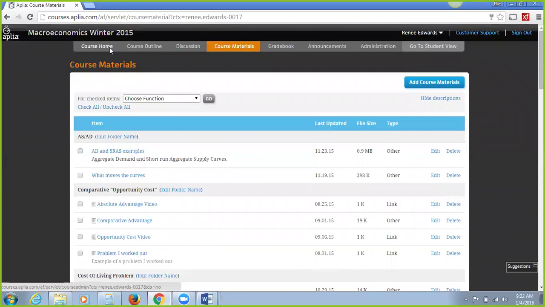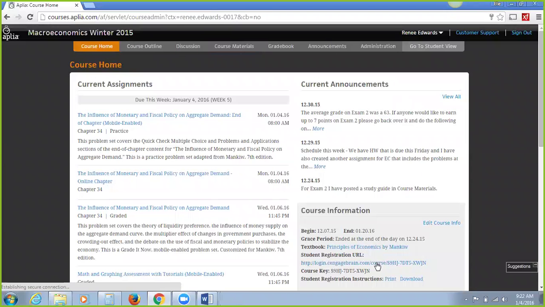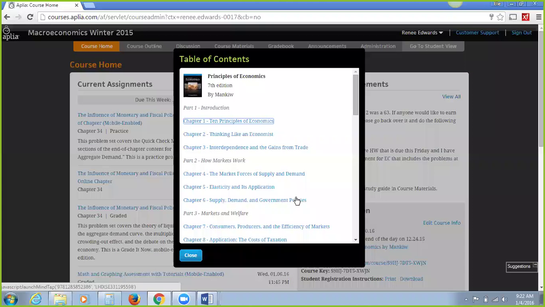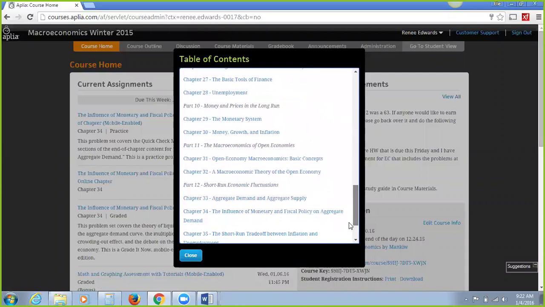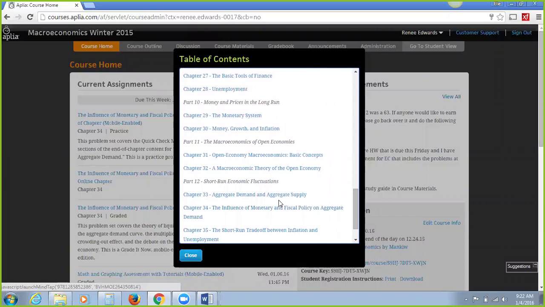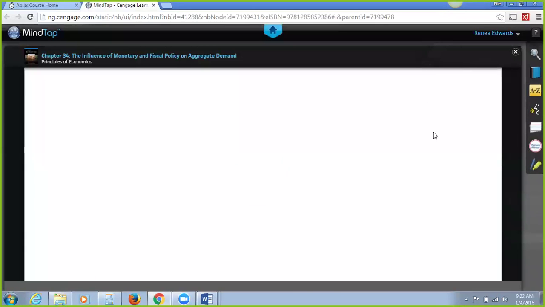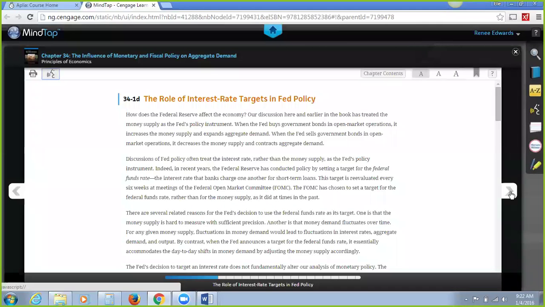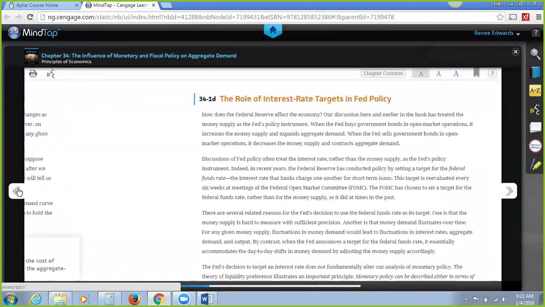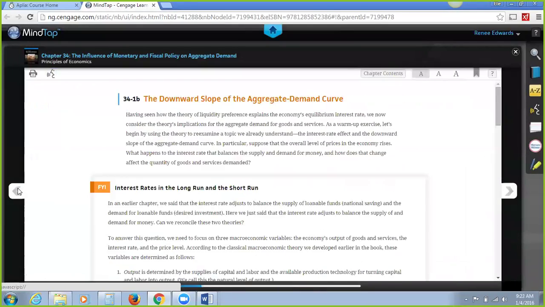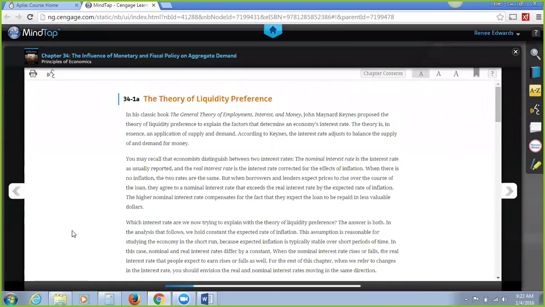Let's go to the course home. When you come down to this last chapter, I think it might be here. There's a graph I wanted to point out. I'll probably be quicker. Let's see. This is talking about fiscal policy and interest rates.